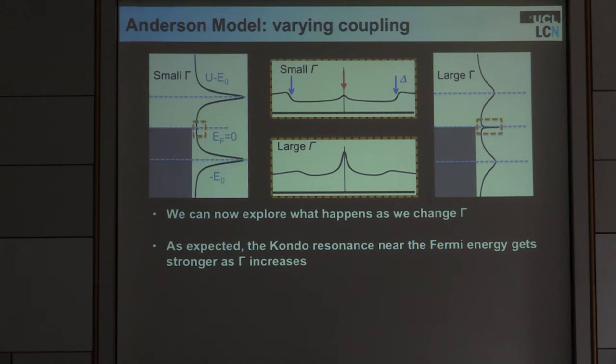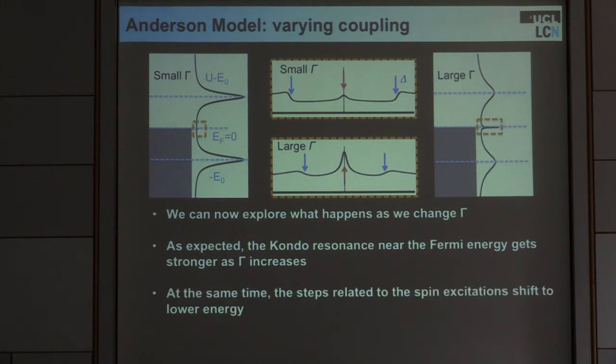And more importantly, if you look at lower energy features around the Fermi energy, you see that our two features have changed. First of all, that peak has gotten much, much bigger. So we've increased the exchange coupling, which means we've increased the strength of our Kondo interaction. That's perfectly sensible. But the more surprising thing in some sense is that we have also shifted the position of our spin excitation. Notice that in the small gamma limit, this was more or less up here, at the bare energy of the spin excitation. But now it actually occurs at a much lower energy.